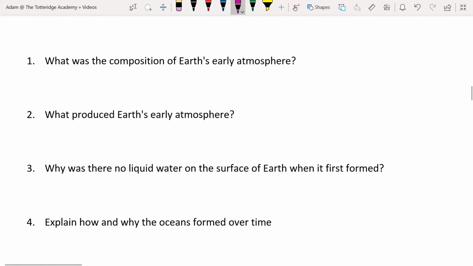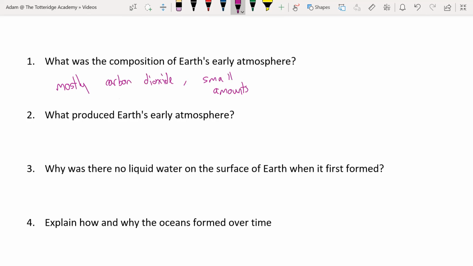Right, number 1, what was the composition of Earth's early atmosphere? So we've spoken about this many times now. Mostly, sorry, carbon dioxide, small amounts of methane, water vapor, and ammonia.